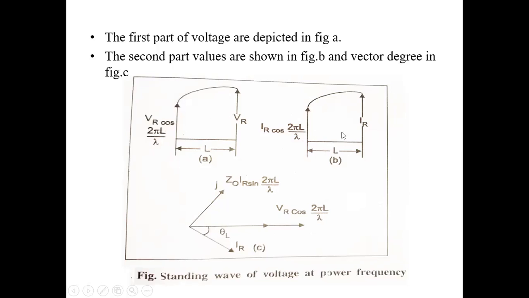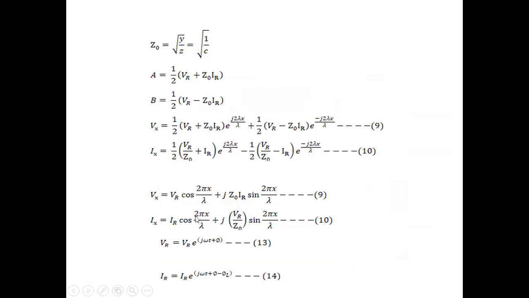Similarly, this is the waveform drawn for the current equation, the first part of the current equation. If you substitute x is equal to 0, the first part becomes IR, and the second part becomes 0. And if you substitute x is equal to L, we will be getting the magnitude of IR into cos 2 pi L by lambda.